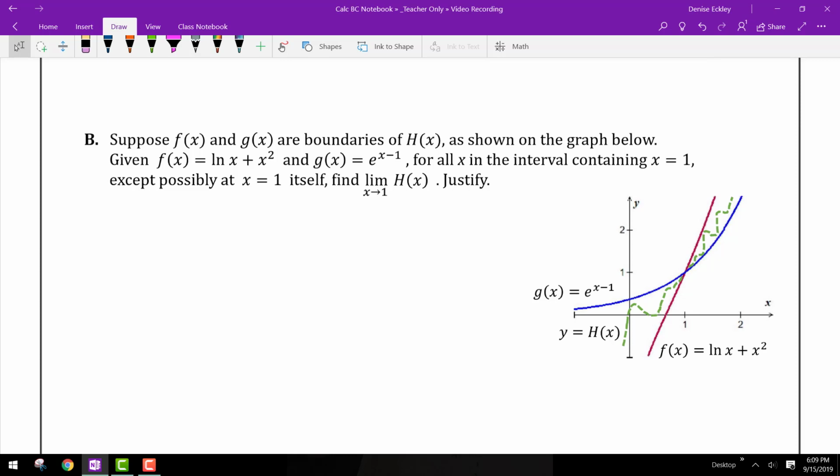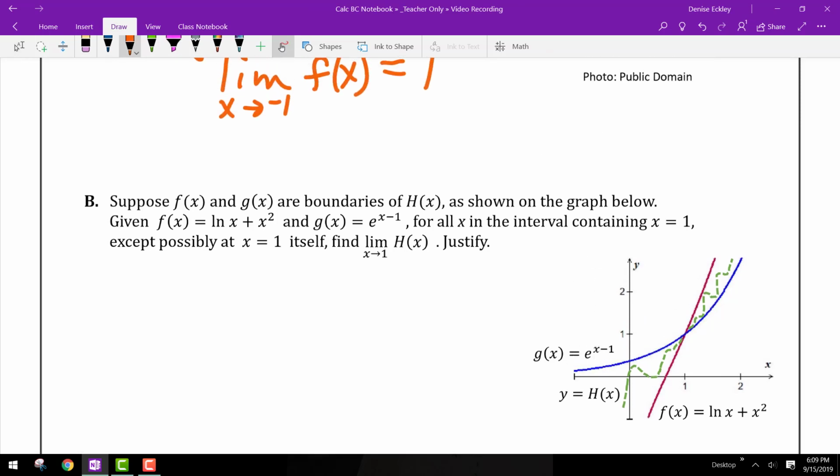So it's the same idea. The difference here is that we have to notice that to the left of 1, in this section, g is greater than f, but after 1, to the right of 1, f is now greater than g. So we have to consider those limits separately when we talk about the limit of h. All right, so let's find our limits and go from there.